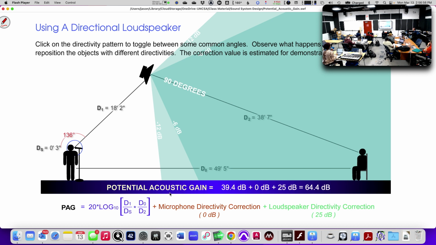So your first line of attack when you're trying to get your gain before feedback to go up is to move things around. And you've seen now that there is math you can do to predict this problem. You shouldn't be surprised when you walk into the space and start using the sound system and find out you don't have any gain before feedback. You should not be surprised by that. You can do the math ahead of time and you'll know what kind of problem you have.